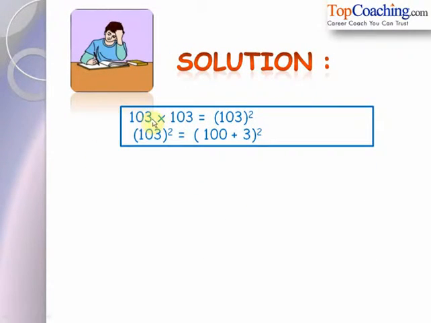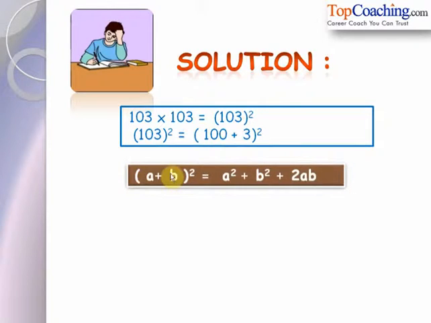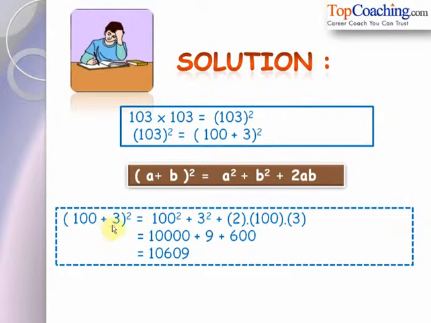Given to us is 103 into 103. Now this could be written as square of 103. Now 103 could be further written as 100 plus 3. So 103 square would be equal to (100 + 3) whole square. Now this is exactly the same as (a + b) whole square, where a is equal to 100 and b is equal to 3. So using the identity (a + b) whole square equal to a square plus b square plus 2ab, we can say that (100 + 3) whole square is equal to 100 square plus 3 square plus 2 into 100 into 3.